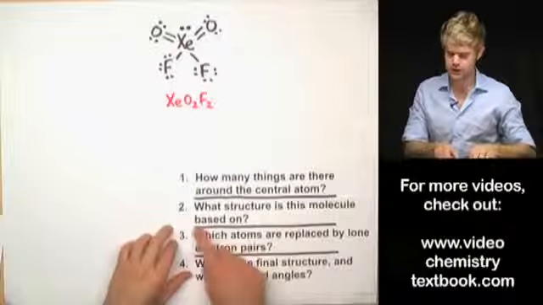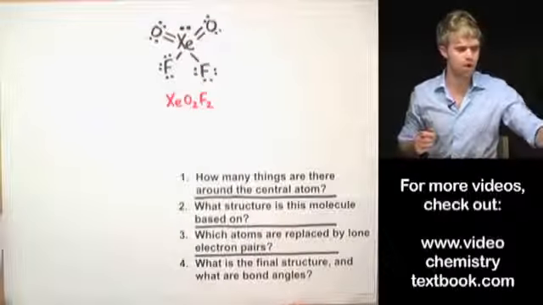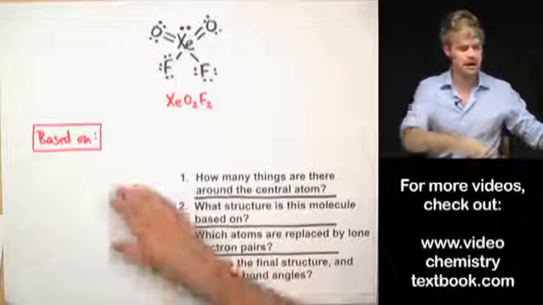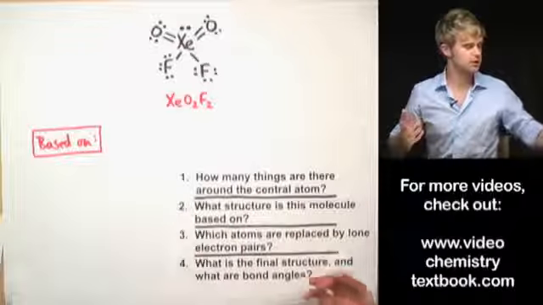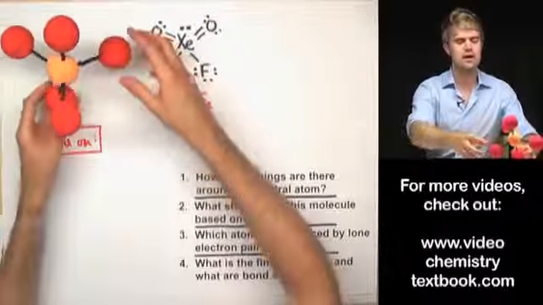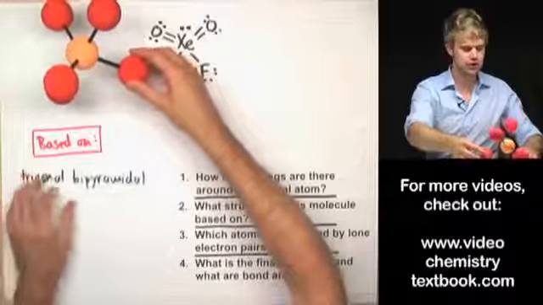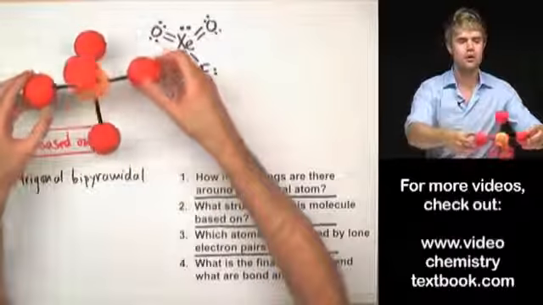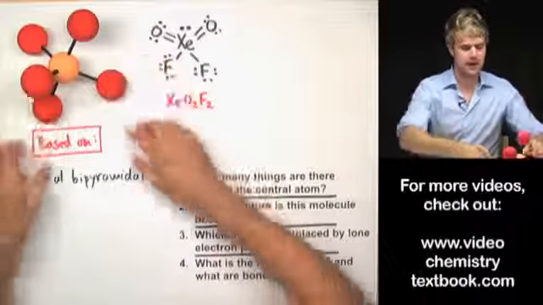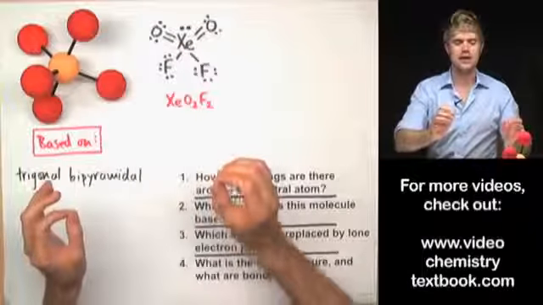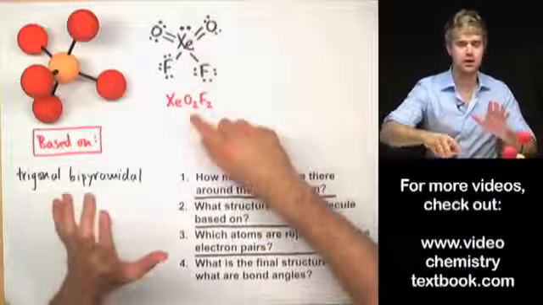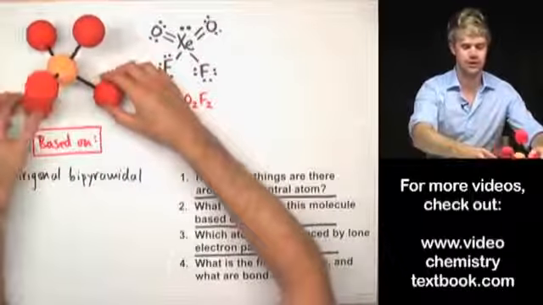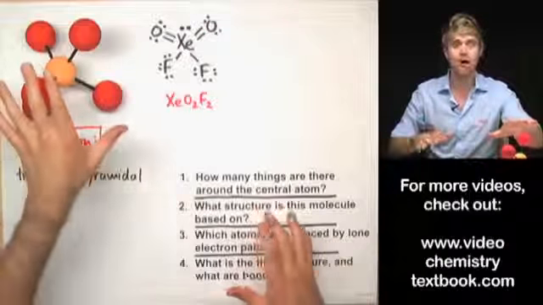So number 2 asks, what structure is this molecule based on? What I mean is, if something has 5 things around the central atom, it's based on a particular structure. It's going to be based on this shape here, which is trigonal bipyramidal. So this is the shape, trigonal bipyramidal, that we want to have in our minds. Okay. Now, what I mean by based on is that if the 5 things surrounding xenon were all atoms, then it would be a trigonal bipyramidal shape. But they're not. Okay, they're not all 5 atoms.